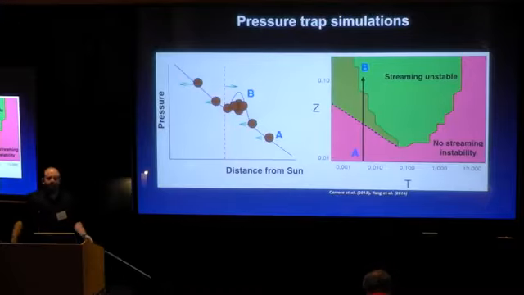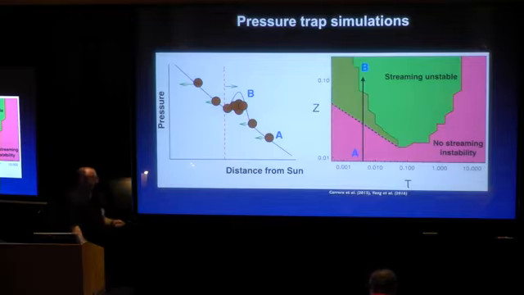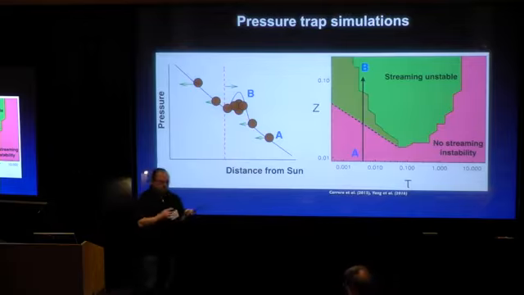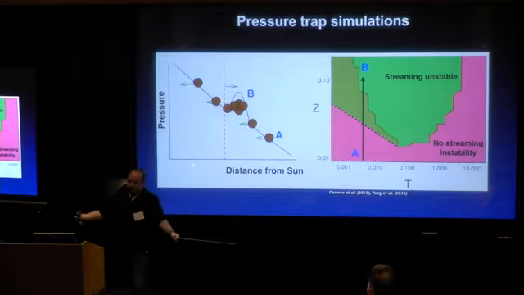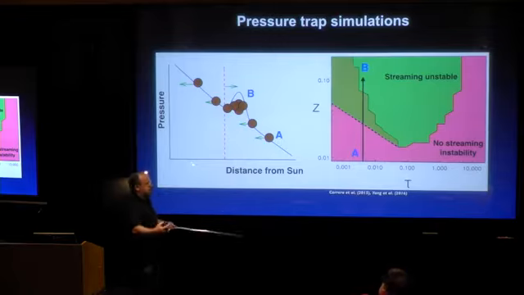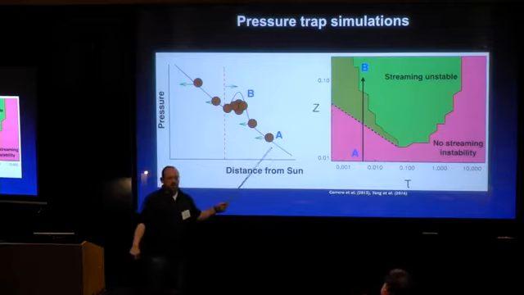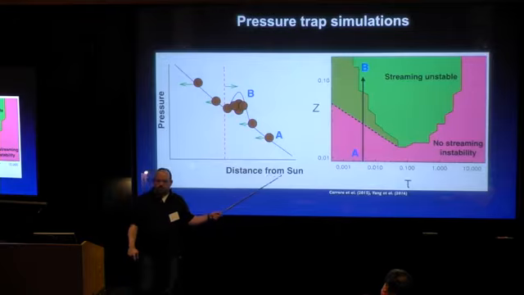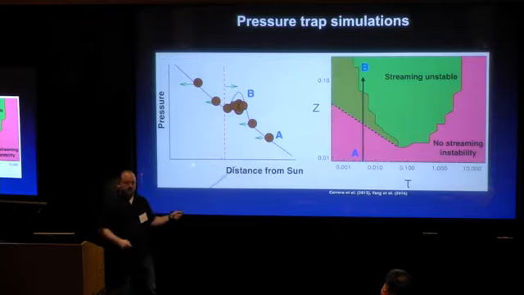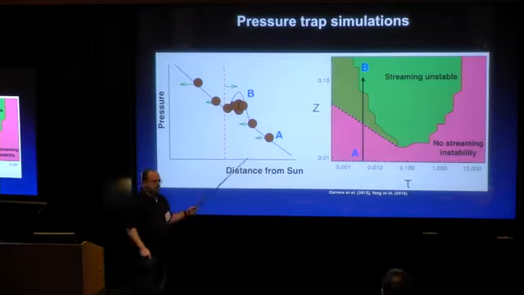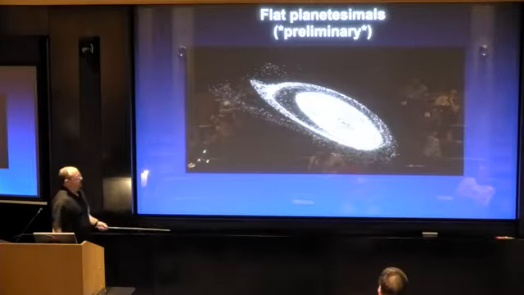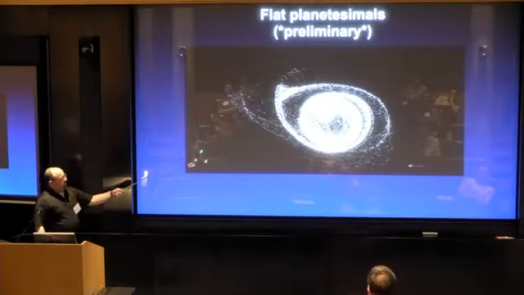But what I have done is run simulations with a pressure trap. These are local simulations with a pressure trap included. Let particles drift into the pressure trap and see what happens. So I was going to say, I don't yet know if it's streaming instability producing these planetesimals or direct collapse. I think it's direct collapse, but I don't know yet. It's very, very, very preliminary. But what I did say is we looked.